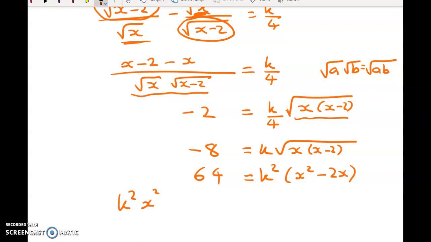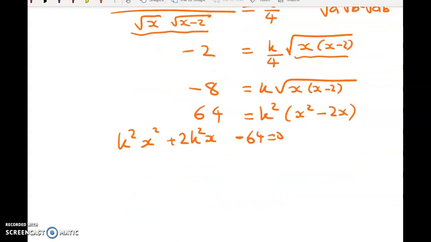We've got k squared x squared plus 2k squared x, whoops, not plus, minus 64. And that was close. That was nearly a disaster. Right, now a, b, and c. Here they are: k squared, 2k squared, and negative 64.